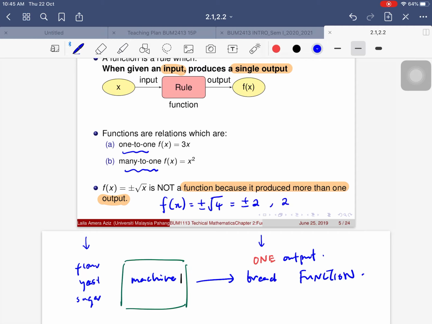So it could be 2 and it could also be negative of 2. That is why, for this case, remember you cannot have more than 1 output. Therefore it is not a function.